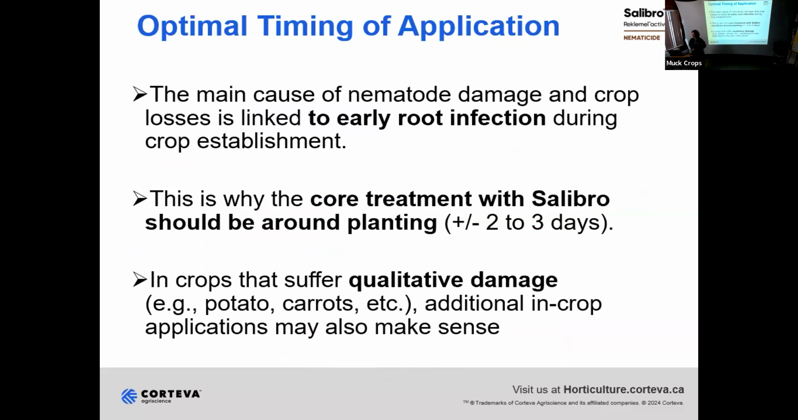Really, really fast acting. We want it to be fast acting because we do know that with nematodes, the main cause of damage is early on in the crop's life. So we want to be protecting that crop right away at planting. The optimum time for application of Celebro is plus or minus 2 to 3 days. I've had growers put it on at planting. So really flexible in terms of its timing, but we want it to go on early. Crops such as carrots might benefit from 2 applications, which is on the label.